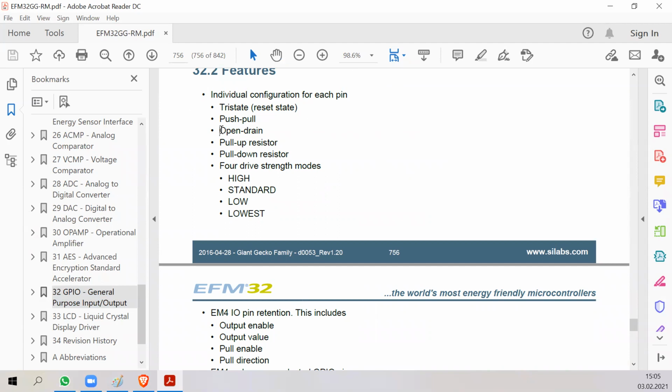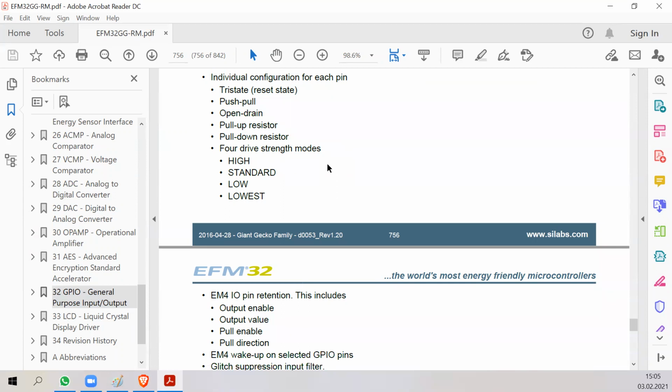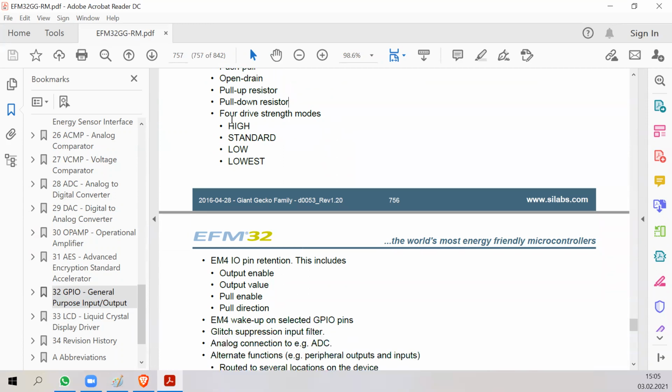And you can also have open drain output where only the bottom transistor works, or you can also have a pull-up resistor or pull-down resistor. Previously, microcontrollers had only pull-up resistors, but now, since technology advances, we also have pull-down resistors in many microcontrollers. Silicon Labs chips are really good because you can also control the drive strength of the output, how many milliamps you want to push through the pin. And it has 4 levels: high, standard, low, and lowest.